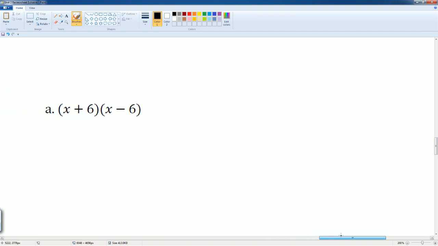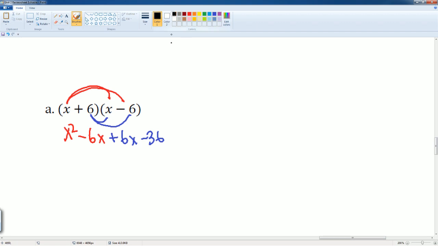What about 6? Well, same thing here. Let's just distribute once again. Well, x times x gets you x squared. X times negative 6 gets you negative 6x. Let's distribute the bottom. 6 times x gets you 6x. 6 times negative 6 gets you a negative 36.